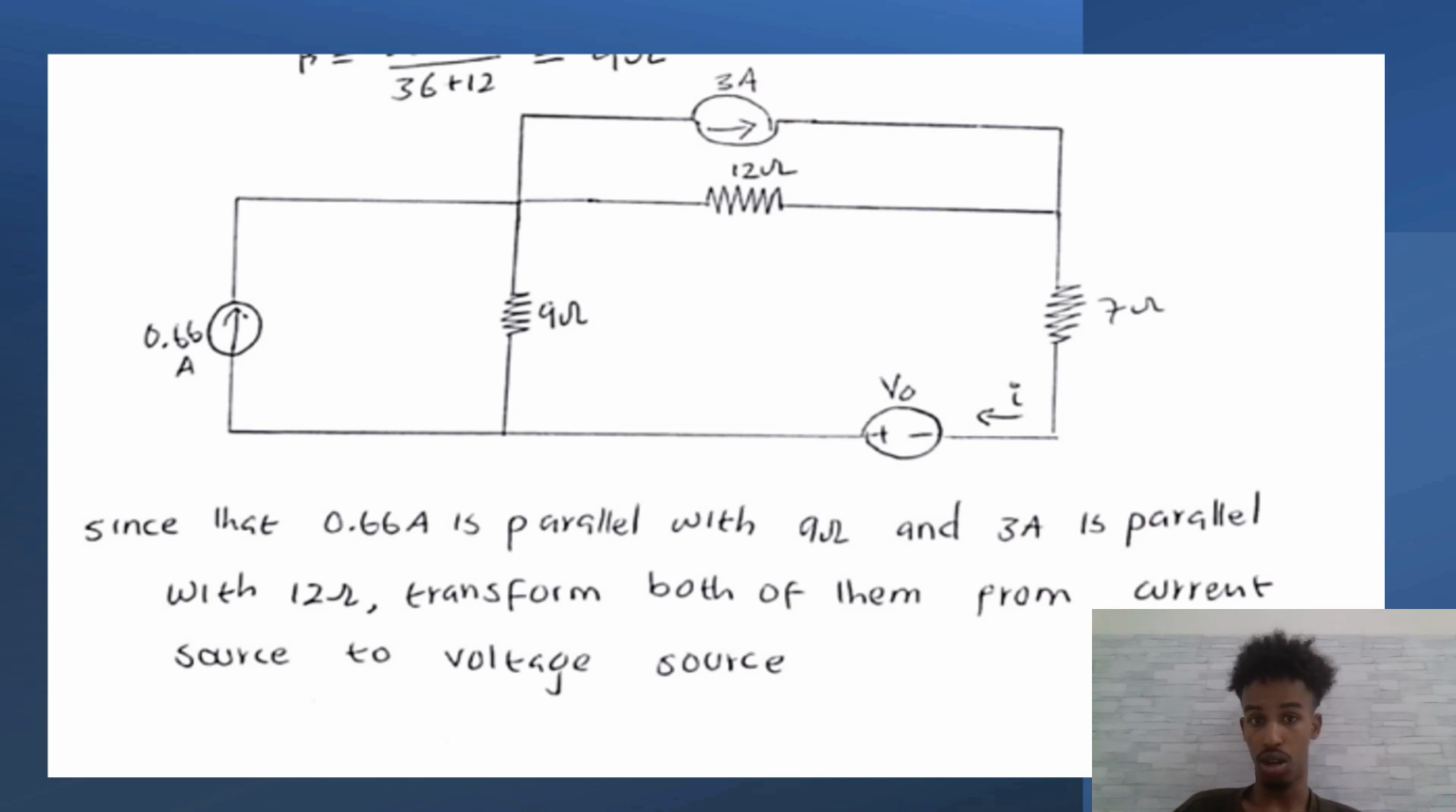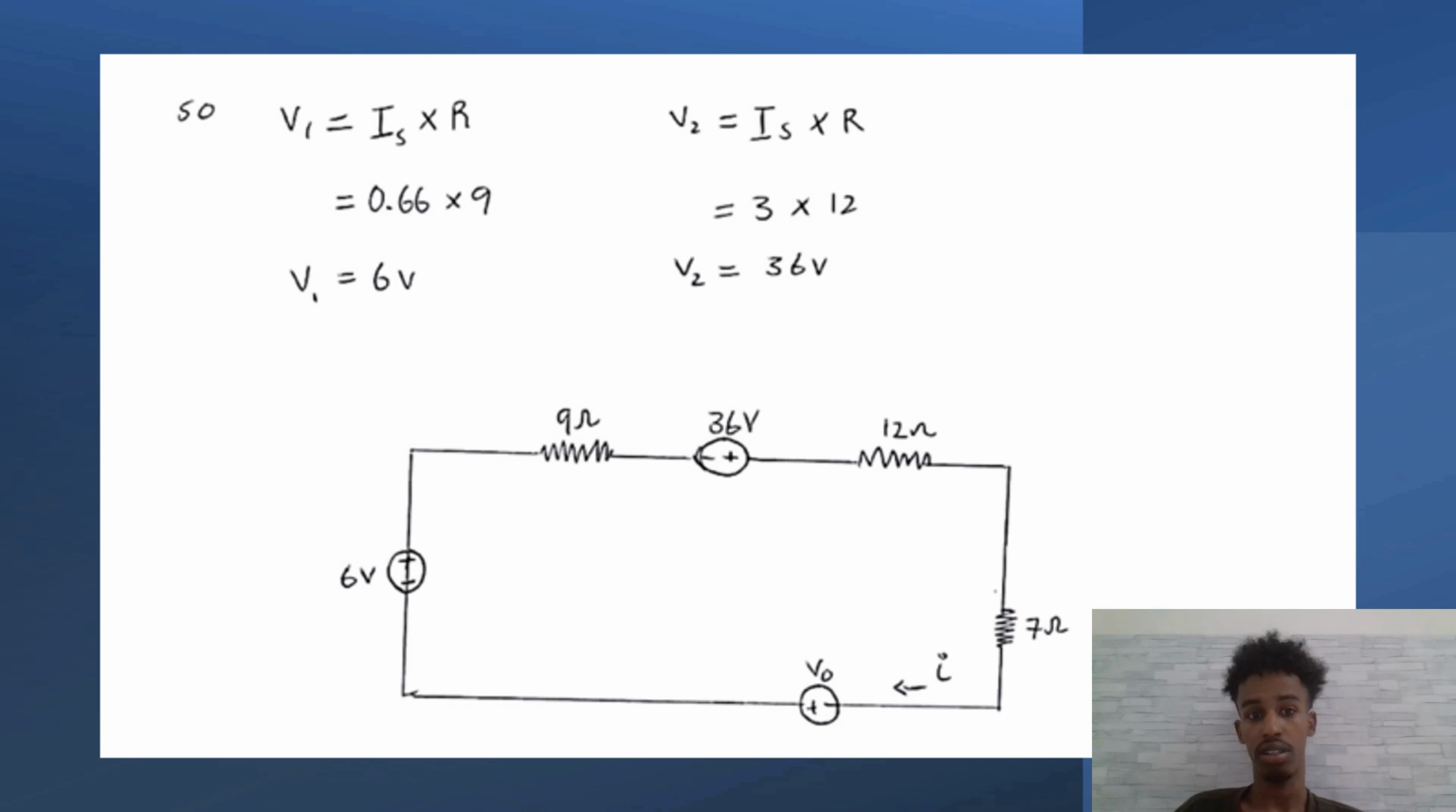Now we have two current sources. The 0.66 ampere is in parallel with 9 ohm and the 3 ampere is in parallel with 12 ohm. Transform both of them from current source to voltage source to get a single mesh circuit. V1 is equal to Is times R. 0.66 times 9 ohm, V1 will be 6 volt. And V2 is equal to Is times R. That's equal to 3 ampere times 12 ohm. V2 will be 36 volt.